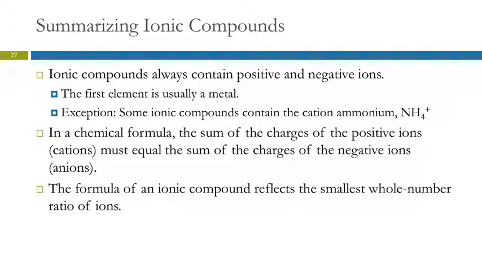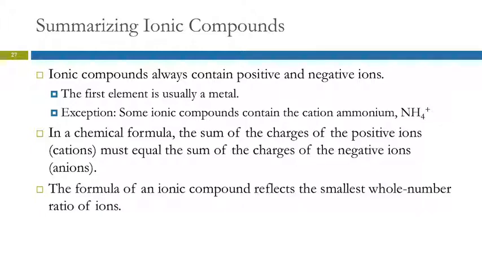And we're going to do some examples. So with ionic compounds, we always have a positive ion and a negative ion. You can't have an ionic compound with two positives or two negatives. The first element is usually a metal. The only exception we're going to run into is when the first ion is the ammonium ion. Otherwise, it's always a metal. In the formula, the sums of the charges of all the ions have to add up to 0. So if you take all the positive ions, the total of their charge has to equal the total of the negative ions. They'll just be opposite in sign.